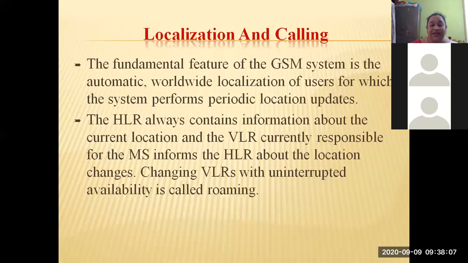Whenever you change the VLR, obviously the VLR is going to register your identity, whether you are a local or a non-local, a temporary subscriber or a permanent subscriber. That could be identified by the VLR. Changing the VLRs with uninterrupted availability is called roaming. What you know, you simply call it roaming. Previously, you would have roaming charges, right?